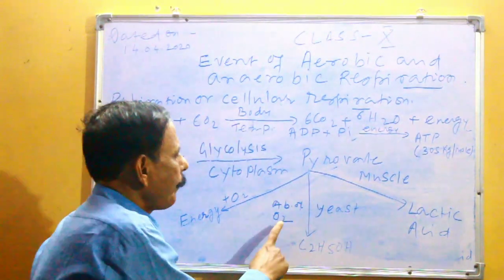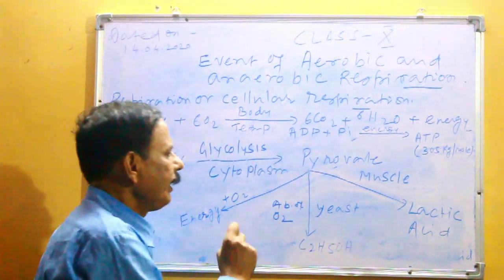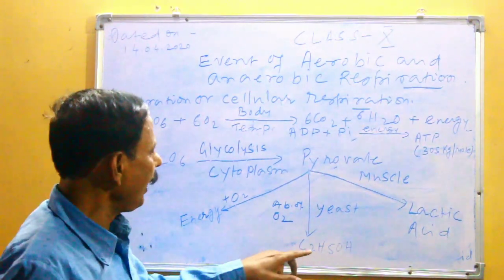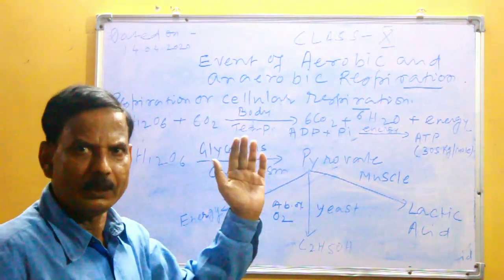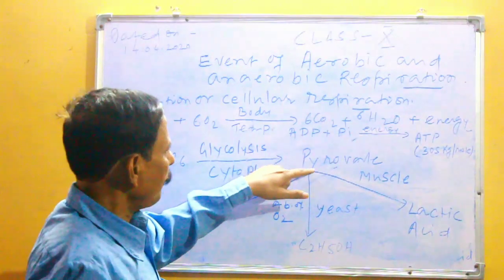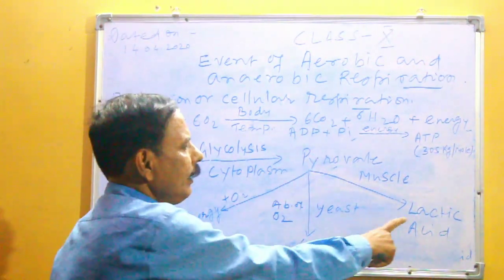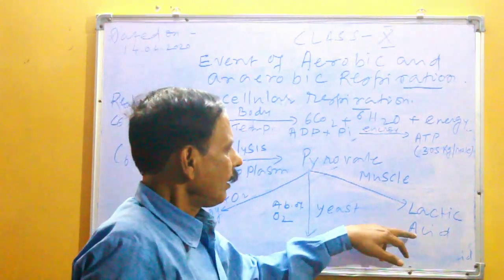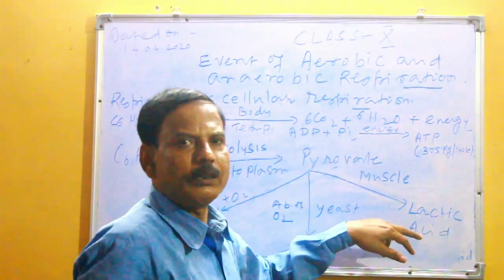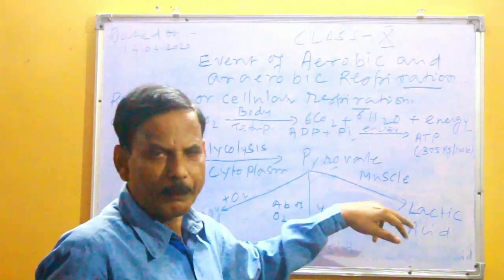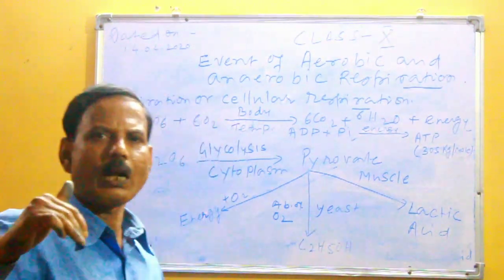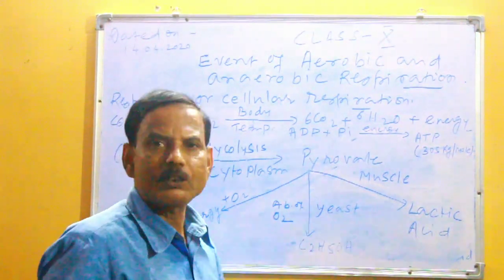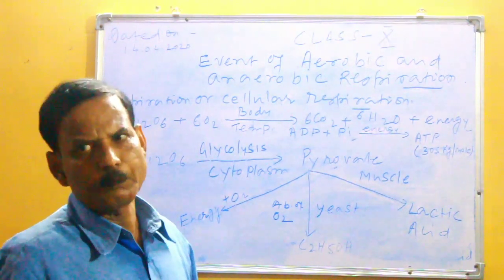Now pyruvate, in the absence of oxygen, with the help of yeast cells, changes into ethyl alcohol, C2H5OH. Otherwise, in our muscle cells, pyruvate changes into lactic acid, which causes different types of muscular pain. Suppose Tendulkar is playing on the ground during a game; he feels pain in his leg due to the production of lactic acid. Today only this much.